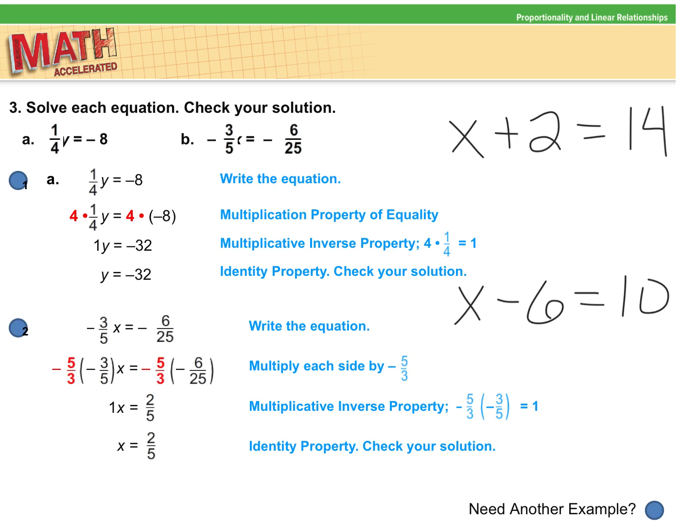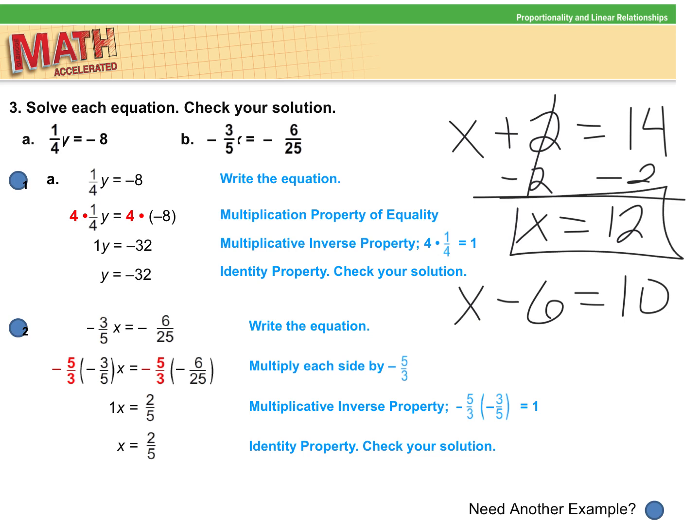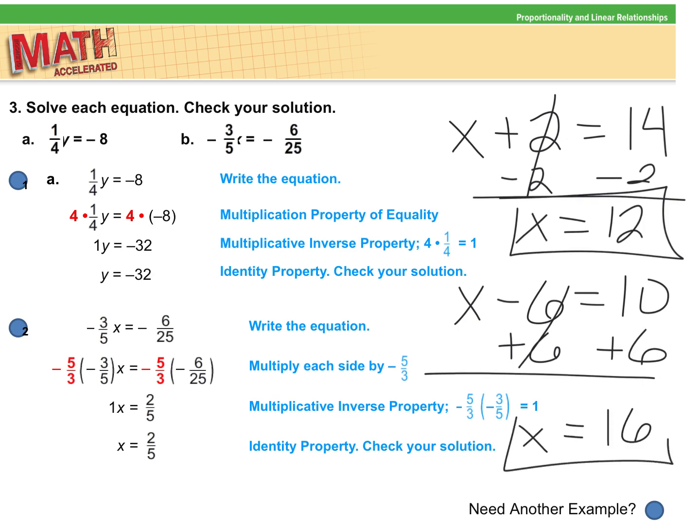All right, let's do adding and subtracting. Go ahead and write those two equations down. On these examples, what's happening between the x and the 2 on the top one? They're adding, so we want to do the inverse. Subtract 2 on both sides. What happens when you subtract 2? Right, it goes to 0. So we're just left with x equals 12. Okay, on the bottom one, what's the relationship between x and 6? Subtracting, so we need to add 6. We add 6, we get 0, so we have x equals 16.